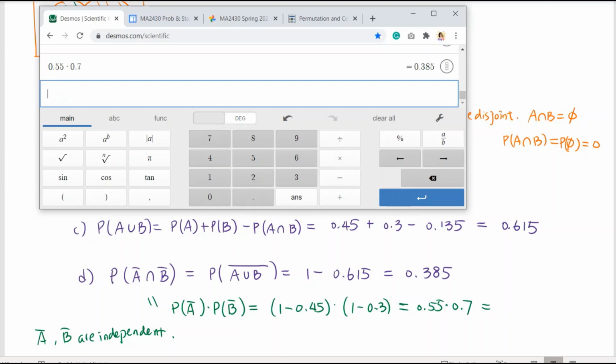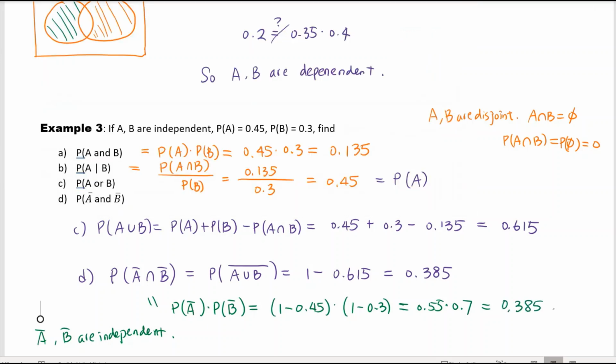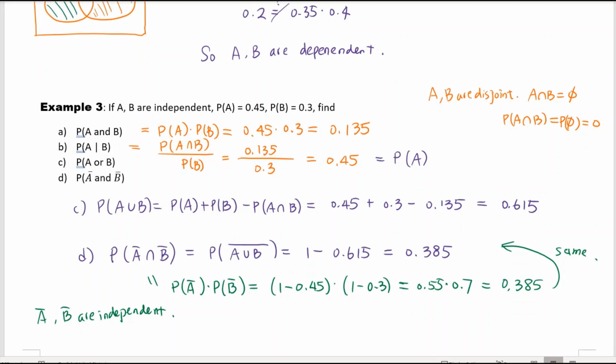Yes. See? 0.385. We get the same answer. So here I teach you 2 ways to compute part D. Alright. So far so good, everyone. Okay, let's continue.